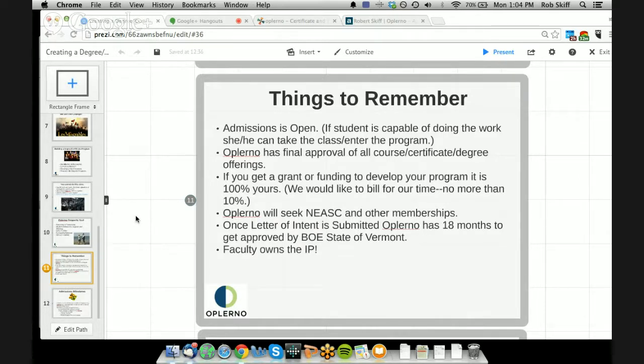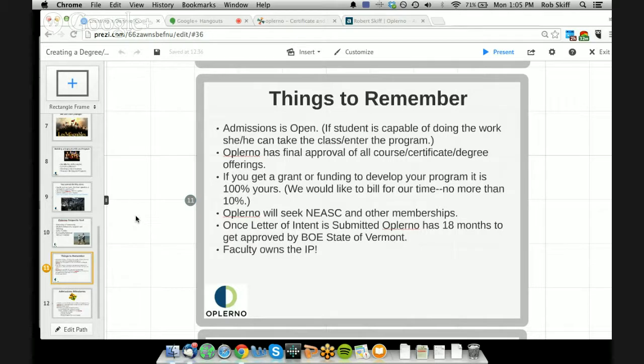Another thing to remember is Oplerno will seek NEASC and other memberships and accreditation. We're fully committed to being part of the system. Well, let me rephrase that. We're fully committed to meeting the standards of accreditation, regional and national, and international accreditation. We take education very seriously, and we think the process of accreditation is very, very valuable. We're committed to that. So don't think that the degree program that you're going to develop, we're not the only people that are deciding about particular things. If you're offering an engineering degree, you're going to have to go through the accreditation process to make sure that your program meets the national engineering standards.